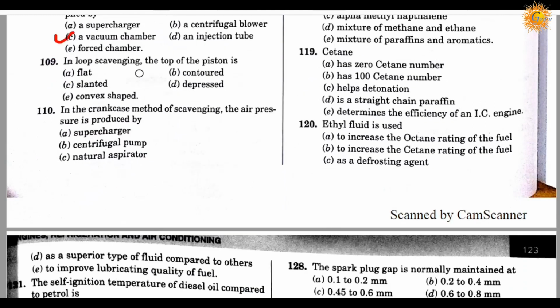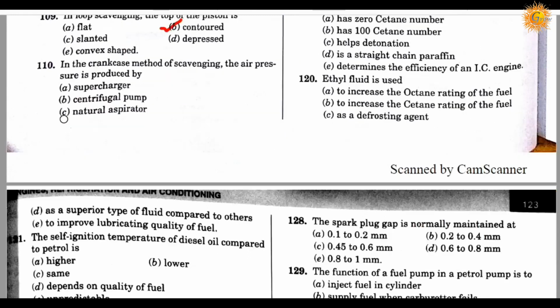Question number 109. In loop scavenging, the top of the piston is: option A, flat; option B, counterrated; option C, slanted; option D, depressed; option E, convex shaped. Correct answer is B, counterrated.